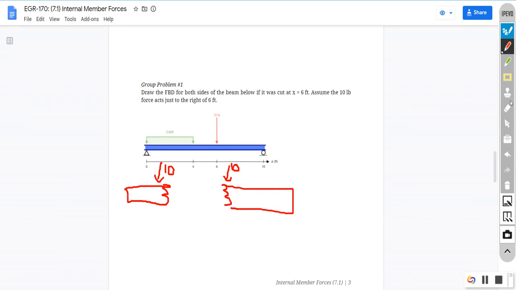So in this case, they are telling you assume that the 10 pounds is just to the right of the cut. So we would keep it over here, and we would erase this side. So we wouldn't have it over here. So those are the 2 most common ways to handle it, is you just put it on one side or the other, or if you really wanted to, you could split it in half, and so you could have 5 and 5.